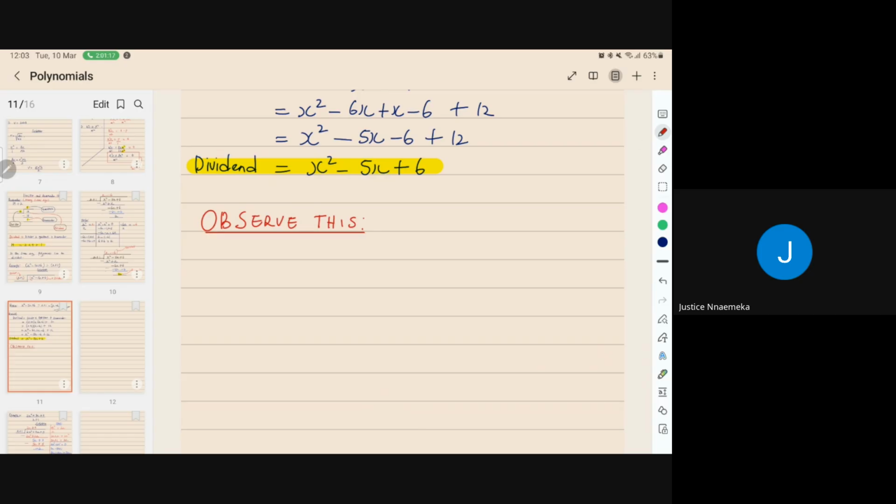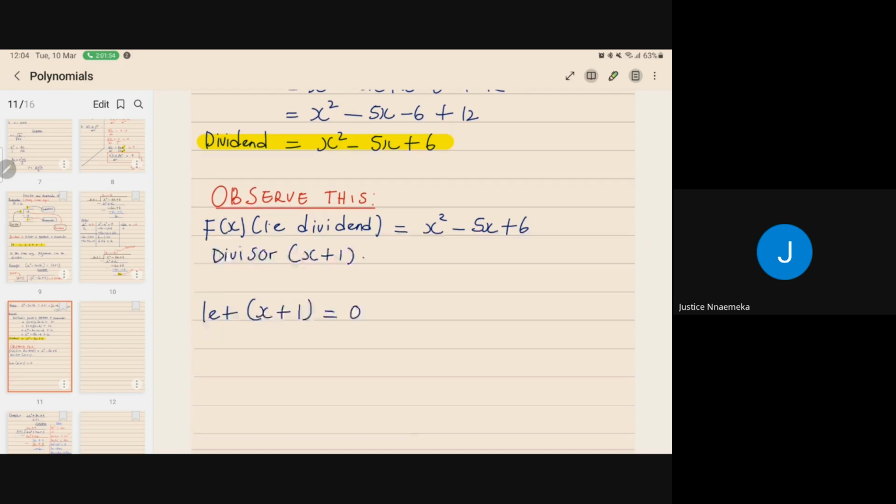Observe this. Remember the function they gave us: f of x, that is the dividend, is equal to x squared minus 5x plus 6. The divisor, in brackets, is x plus 1. Now, are you paying attention? Let x plus 1 be equal to 0.